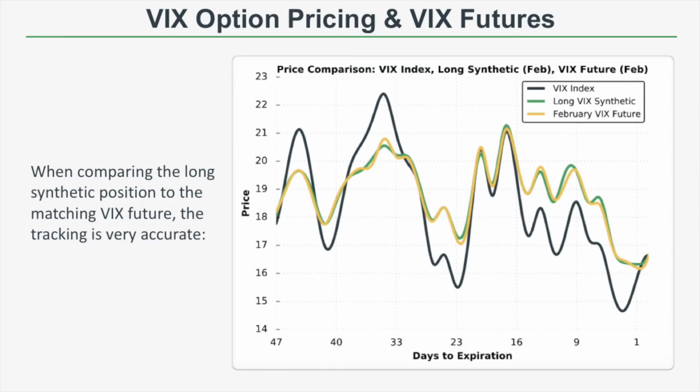So now we're looking at the same exact graph, except now we're plotting the price of the February VIX future against the February long synthetic stock position in VIX options. So as we can see here, the price of the February VIX future is almost identical to the effective cost of the long synthetic stock position using February VIX options. So this graph right here proves that VIX options are not priced to the VIX index, but they're priced to the matching VIX future with the same settlement date.